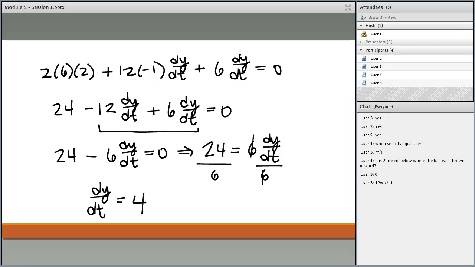So what this would represent, if we were talking about, let's say, an object that's traveling in the x and y direction at different rates, is the rate of change of the y value with respect to time. So if we had a particle traveling on an xy plane, it's going to represent the rate of change of the y value with respect to time, which may be different than the rate of change of the x value with respect to time.